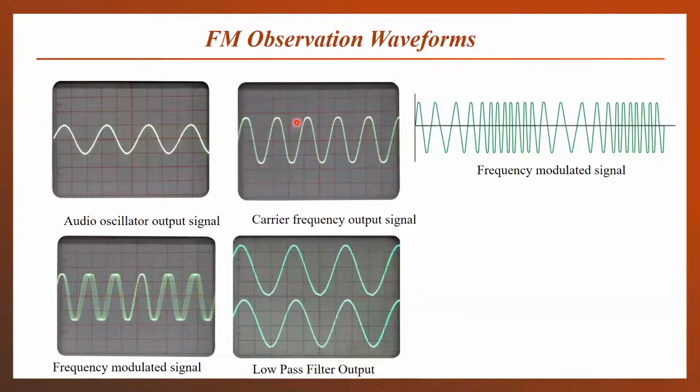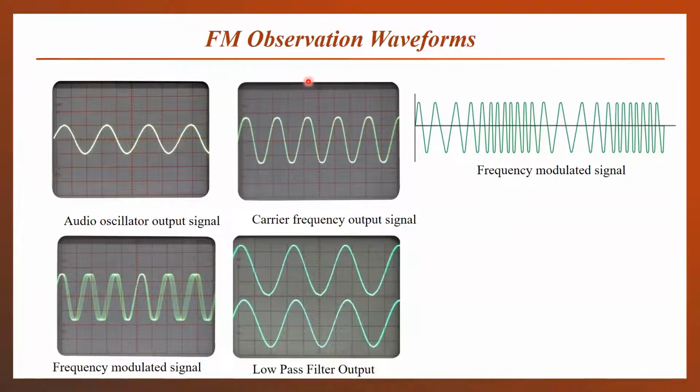Now this second waveform is our carrier frequency signal. The carrier actually looks similar, but the calibration of the CRO is very different for these signals. The carrier frequency is a high frequency signal as compared to the audio oscillator, much higher than the audio frequency signal. And then this, our frequency modulated signal, is shown here.